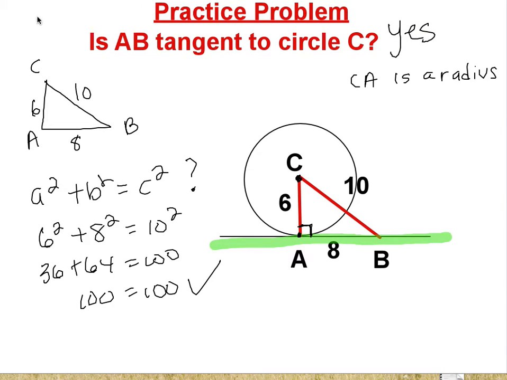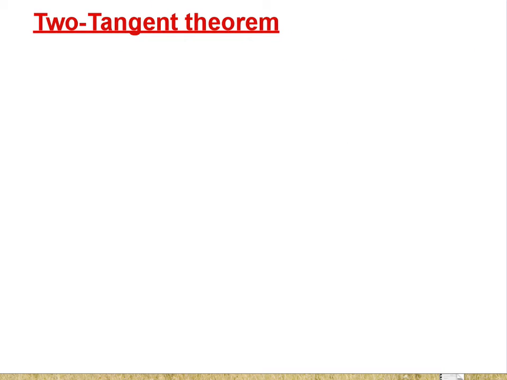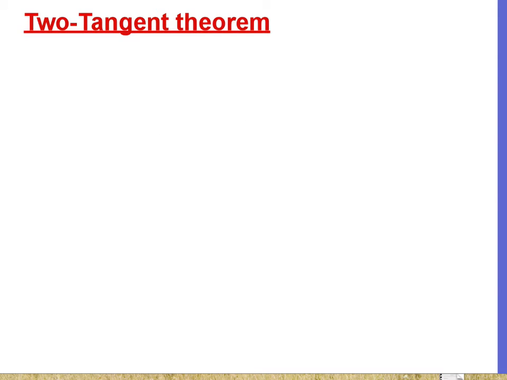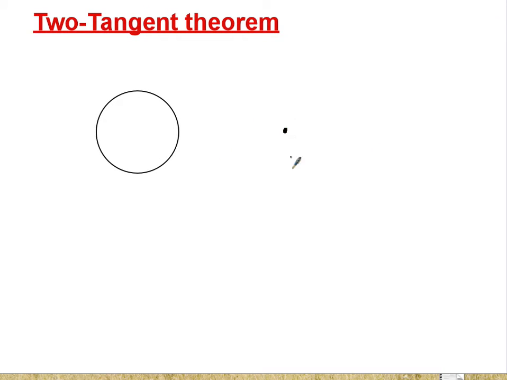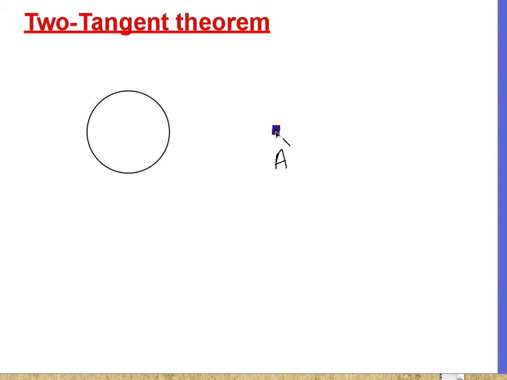Here's another theorem I'd like for you to go over. There's another theorem in this section called the two-tangent theorem. What the two-tangent theorem looks like is, if I had a point outside of a circle, let's call this point A, and I were to construct two tangent segments from that. So I'm going to construct one here. Try to make that look like it touches only at one point. Let's construct another one here.